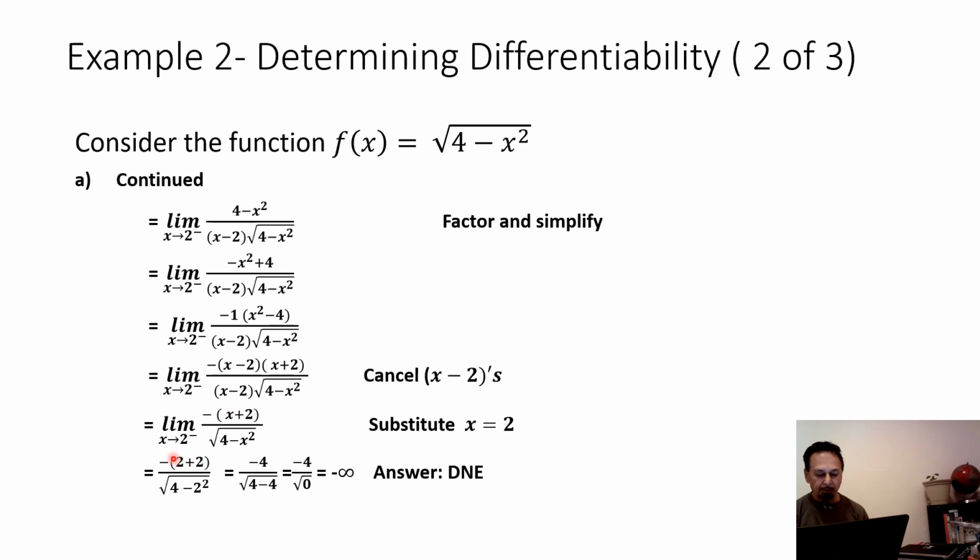So we have limit as x approaches 2 from the left of (minus x plus 2) over the square root of 4 minus x squared. So now we substitute x equal to 2. You have negative (2 plus 2) over the square root of 4 minus 2 squared. So that will be negative 4 over the square root of 4 minus 4, which is negative 4 over the square root of 0. The square root of 0 is 0, so negative 4 over 0 is negative infinity. So the limit does not exist. The answer is: derivative from the left does not exist.